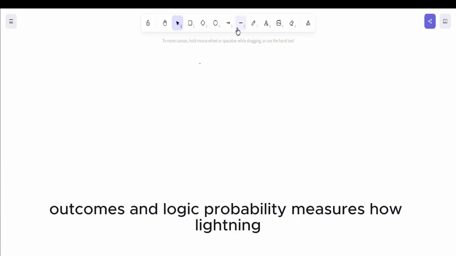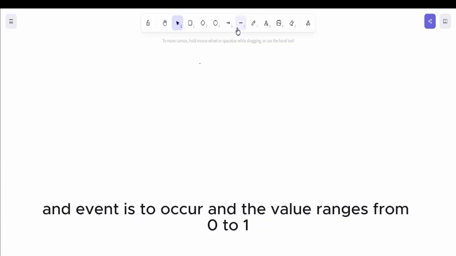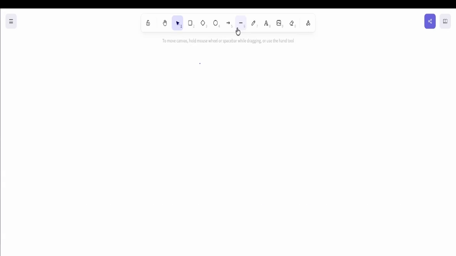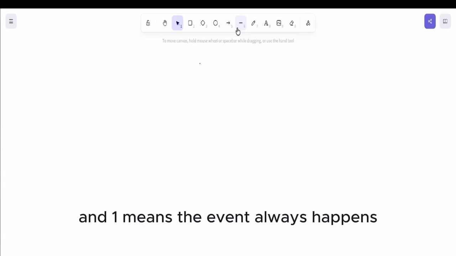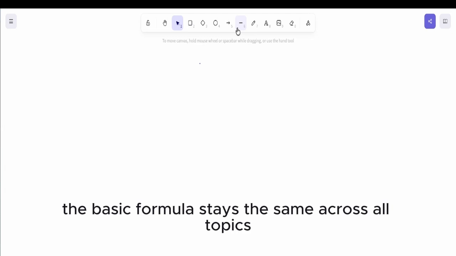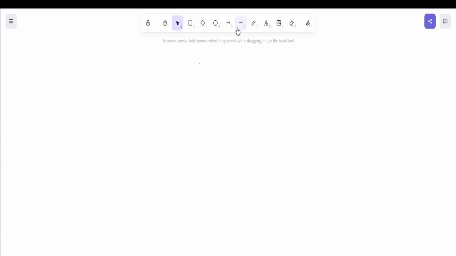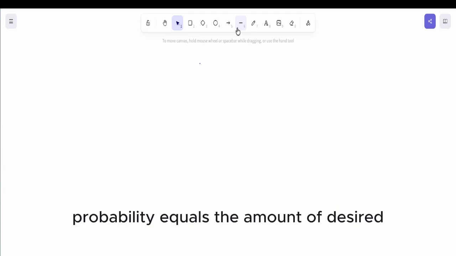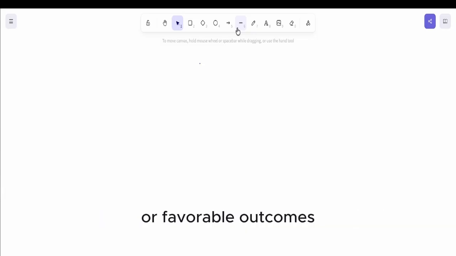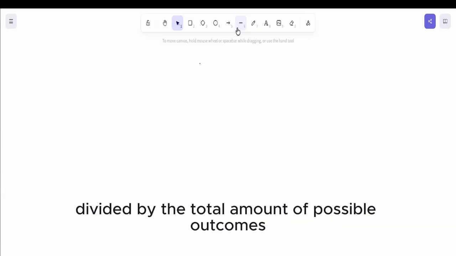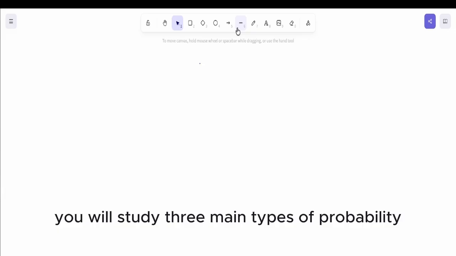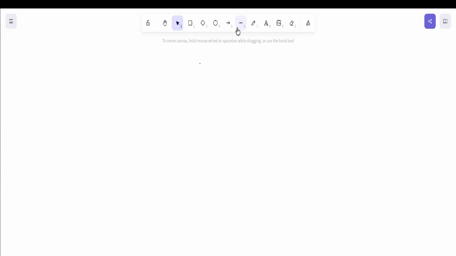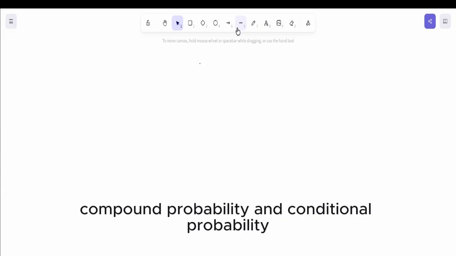Probability measures how likely an event is to occur, and the value ranges from 0 to 1. 0 means the event never happens, and 1 means the event always happens. The basic formula stays the same across all topics. Probability equals the amount of desired or favorable outcomes divided by the total amount of possible outcomes. In this video, you will study three main types of probability: theoretical probability, compound probability, and conditional probability.